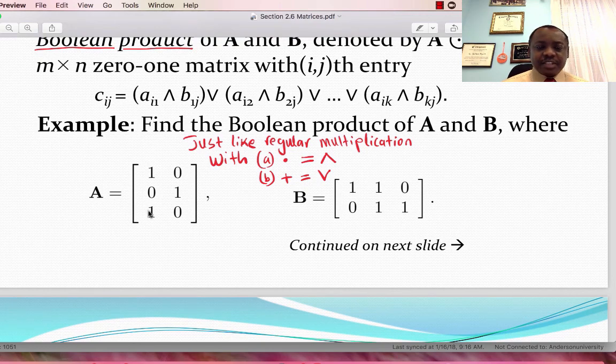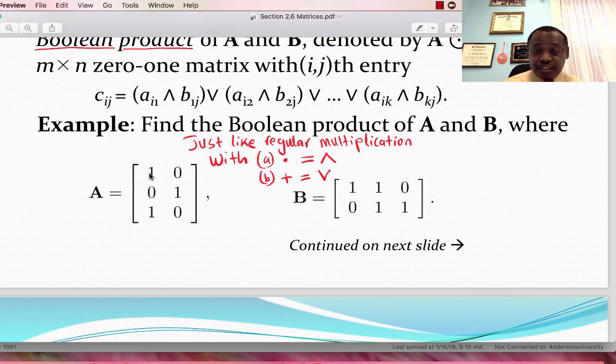Let A be the matrix defined as follows and B the matrix defined as follows. Let's check the dimension again. 1, 2, 3. So 3 rows, 2 columns. So that is 3 by 2 and this is 2 by 3. So multiplication is feasible. So how do I get the Boolean product of A and B?